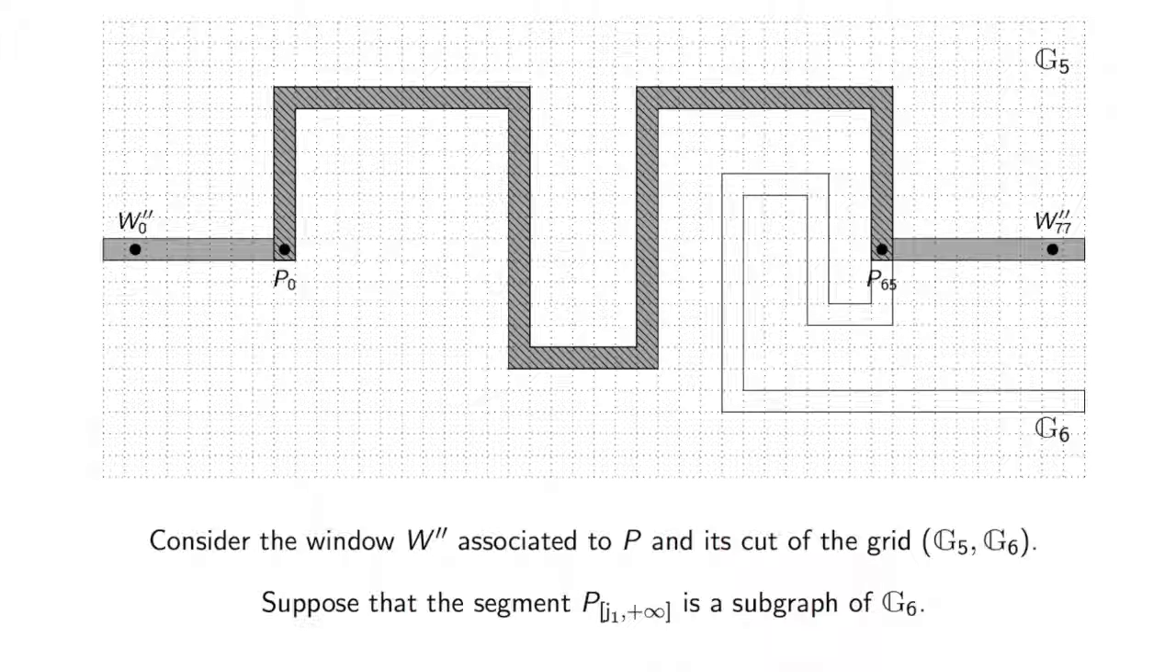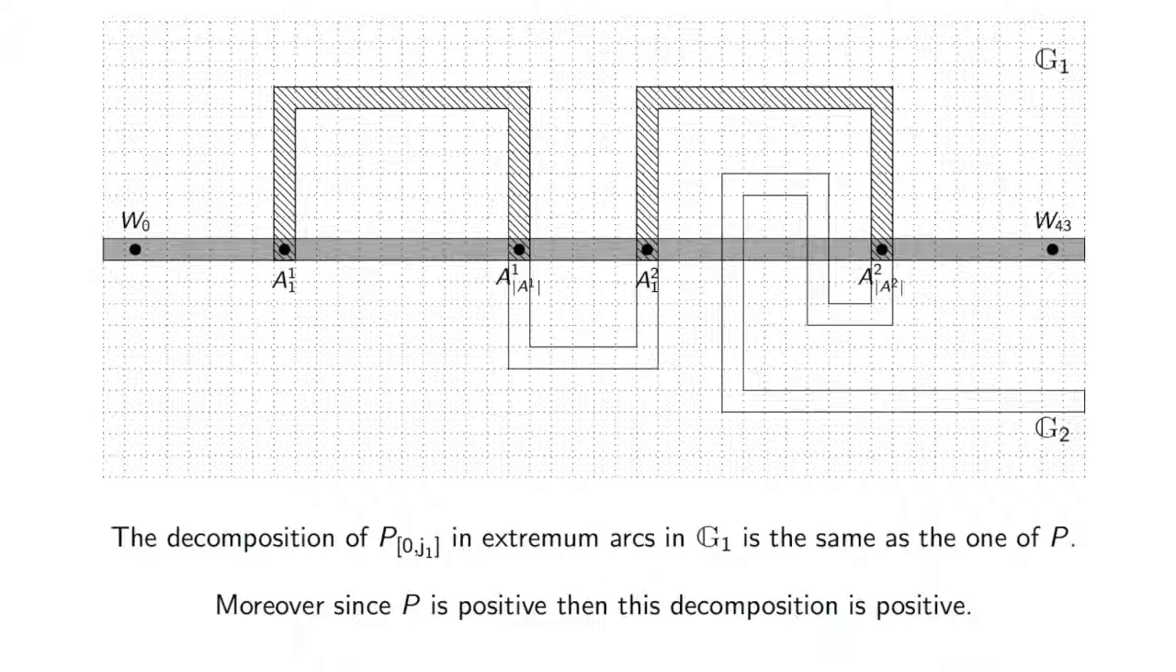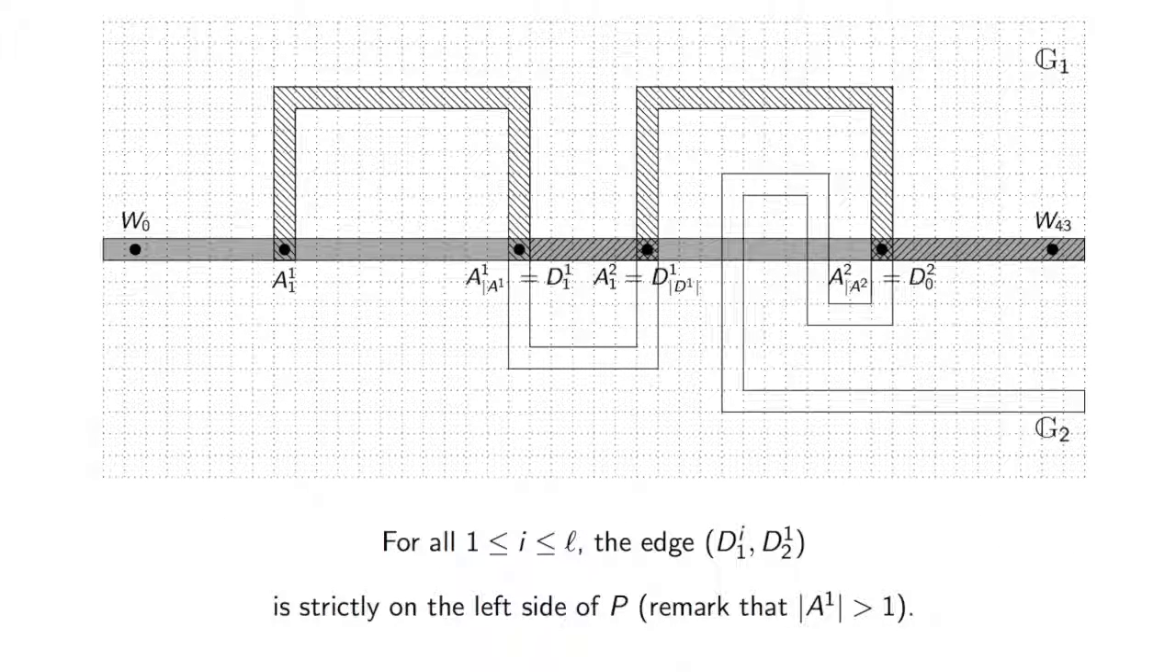Now consider the window W second associated to the path P and its cut of the grid made of G5 and G6. In our example, the segment of P from J1 to plus infinity is a subgraph of G6. Then in this case, the decomposition of P in extremum arcs in G1 is the one of the segment of P from its first position to J1. Since the extremum path extracted from P is positive, then this decomposition is positive. By the previous remark, the dual segments from D1 to DL are on the left side of P. This remark is true when the length of the first arc is at least 2.